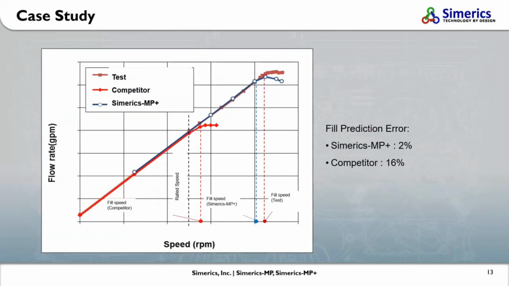Now let's look at a self-priming analysis in which a pump speed is increased until the flow rate curve starts to flatten due to cavitation. The brown-red line denotes the Cimerix MP+ results, while the smaller red line denotes the results from another CFD tool. Cimerix MP+ prediction had an error of 2%, while the other CFD tool generated an error of 16%.